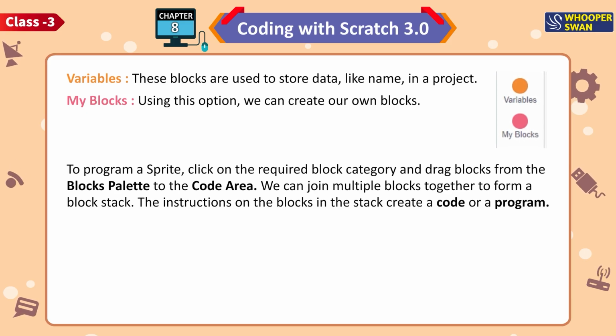To program a sprite, click on the required block category and drag blocks from the blocks palette to the code area. We can join multiple blocks together to form a block stack. The instructions on the blocks in the stack create a code or a program.